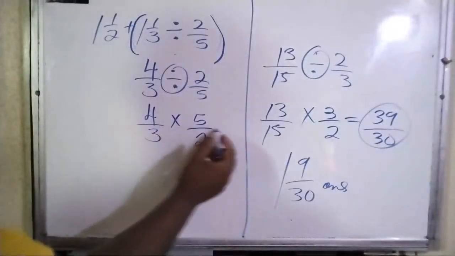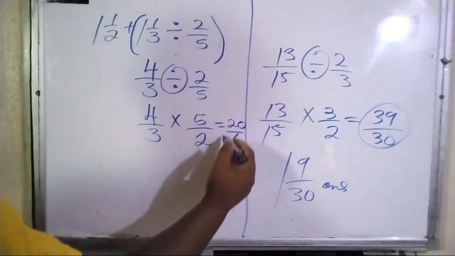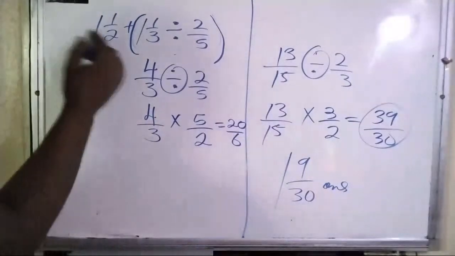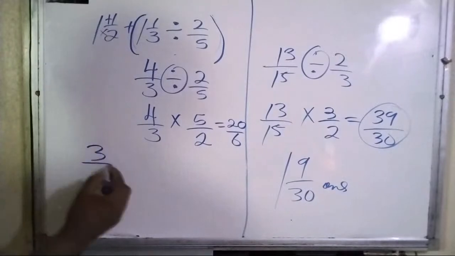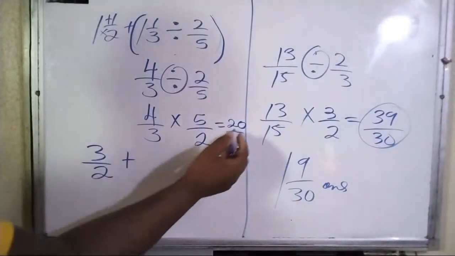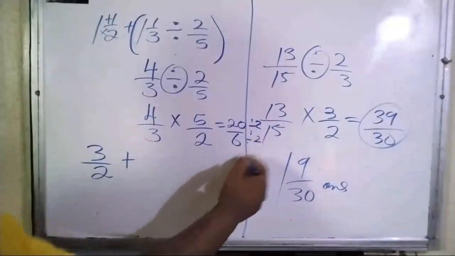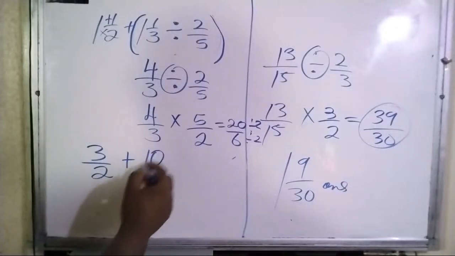Alright, so this works out to 20 over 6. We can break it down to 10 over 3, right? So we can work that part here: 1, 2, 2 plus 1, so we have 3 over 2. We can divide both of them by 2 to reduce it. Yeah, we can reduce it. So it's going to be 10 over 3.